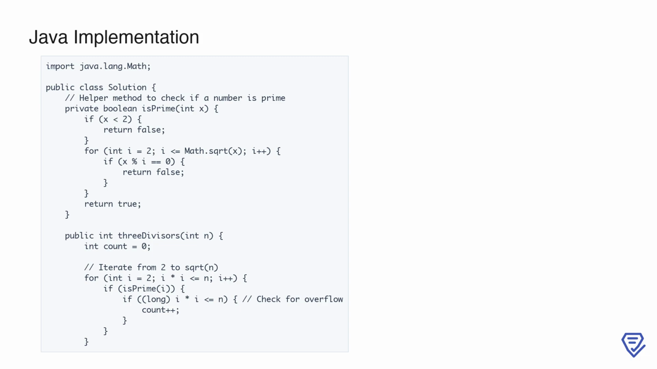We then iterate from 2 up to the square root of n. The primary idea here is that a number has exactly 3 divisors if it is the square of a prime number. So, within this loop, we check if i is a prime number using our helper method. If it is, we further ensure that squaring i does not exceed n. This check for overflow is done using a cast to long. If both conditions are met, we increment the count.